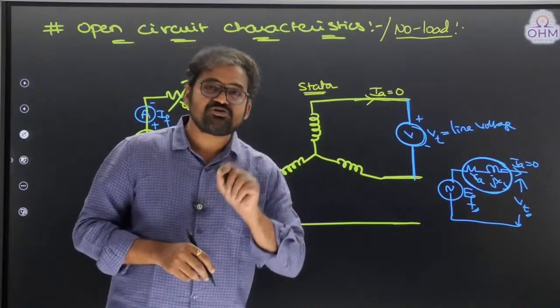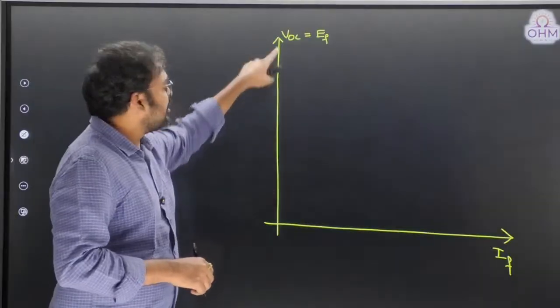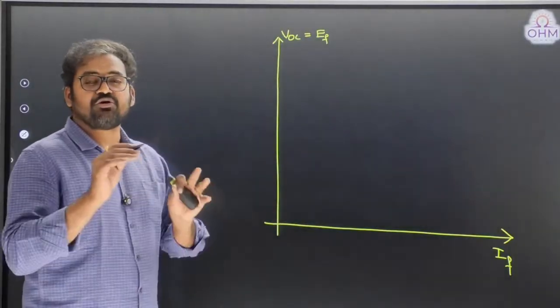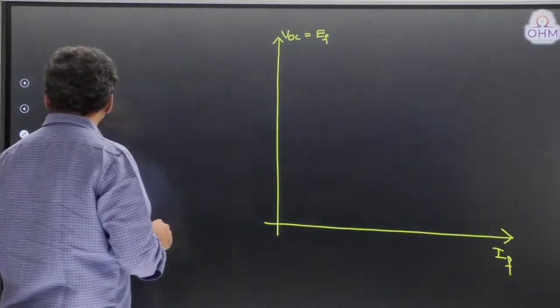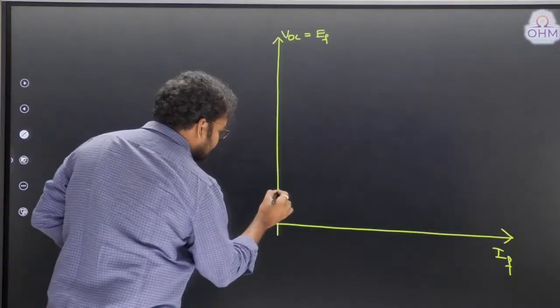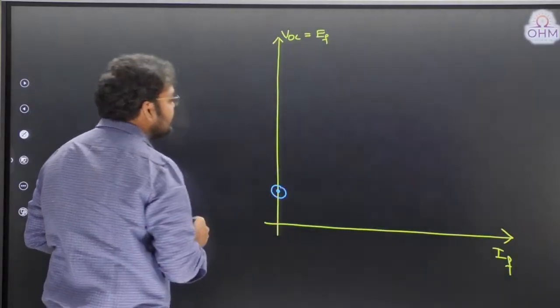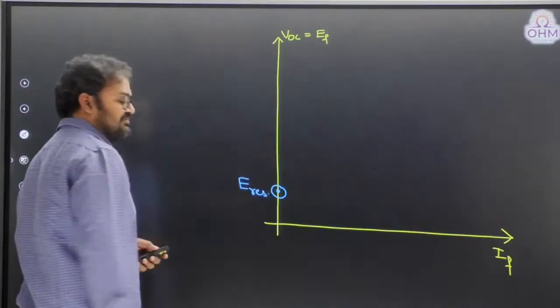So because of that residual flux, even though field current is equal to 0, a small EMF will be induced. We call it residual induced EMF. See, on the x-axis field current is 0, but on the y-axis EMF is a very small value. We call it residual induced EMF.